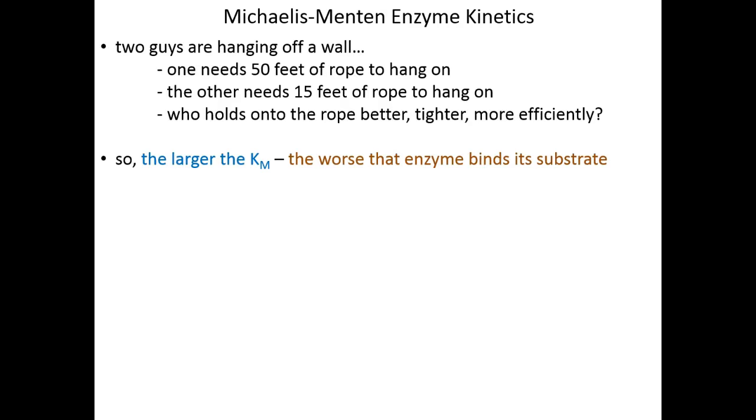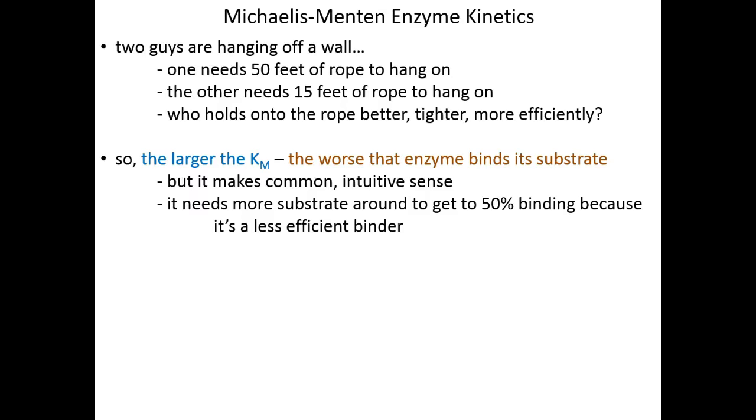And the same logic applies for enzymes. Enzymes with lower Kms need less substrate in order to reach 50% saturation because they bind that substrate more efficiently. Enzymes that bind substrate less efficiently and don't prefer to bind to their substrate need more substrate around in order to get to 50% saturation. That more substrate around leads to larger Km values, and larger Km values mean that we have worse enzyme substrate binding. Hopefully it makes common intuitive sense once you begin to think of it in more realistic real-world terms.